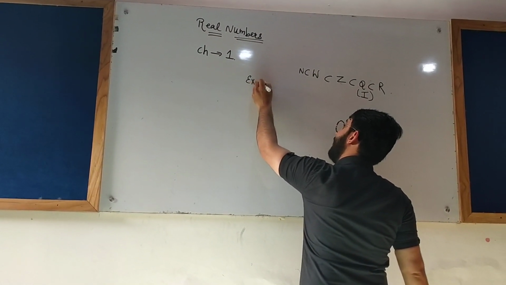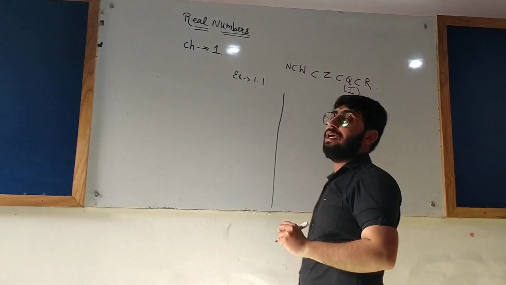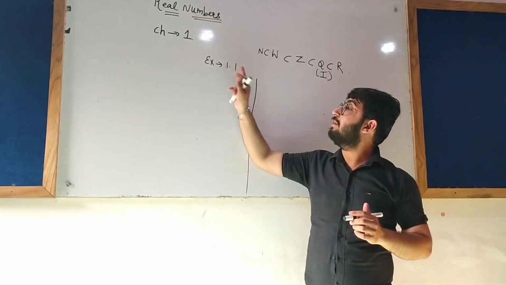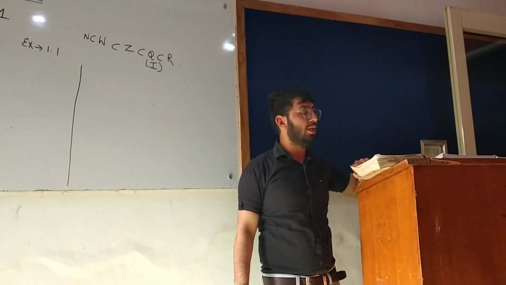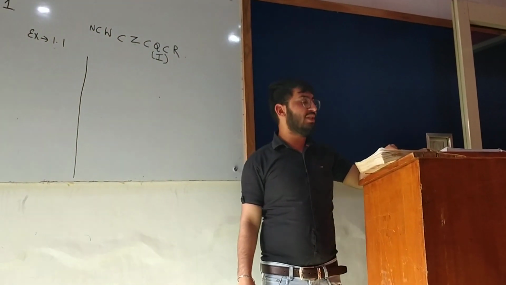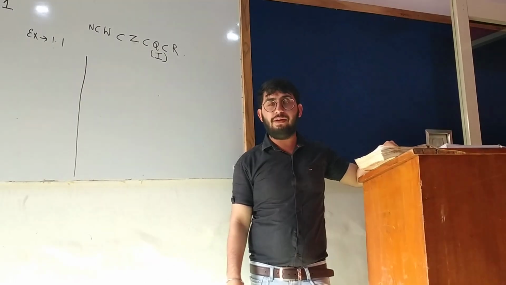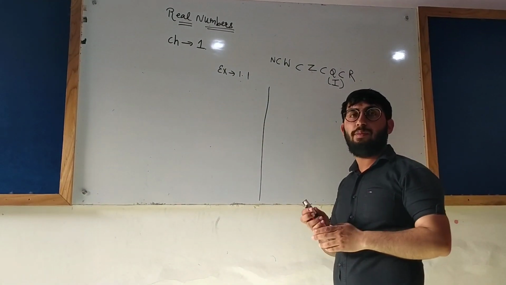Exercise 1.1. We are going to start exercise 1.1. Are you all ready? Let's understand exercise 1.1. I am reading the first question of exercise 1.1. The question says, is 0 a rational number? Let us understand whether 0 is a rational number or not.